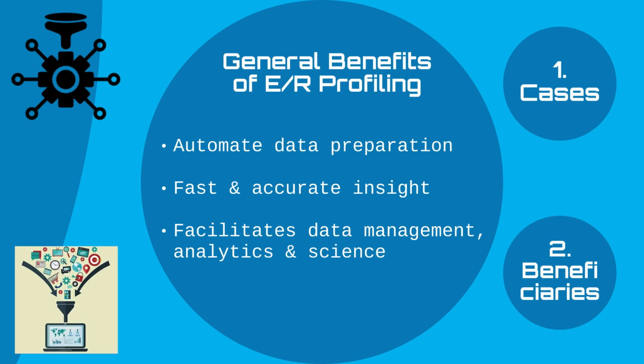So what are the general benefits of entity relationship profiling? Of course, this automates data preparation. You can save resources through that, actually massive resources, because data science projects require most of the time for data preparation. But once it's automated, the process is also no longer error prone through human errors. It's therefore fast and creates accurate insight. So altogether, this facilitates all fundamental processes for data management, analytics, and science.